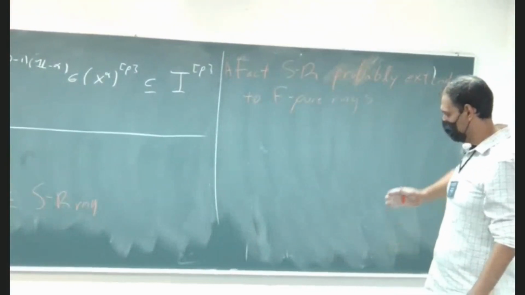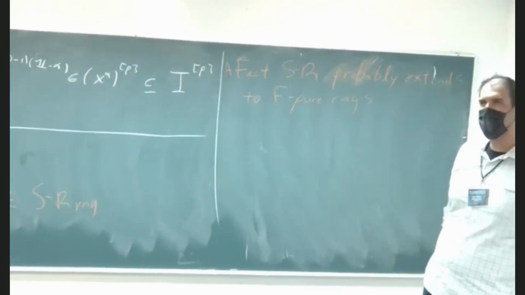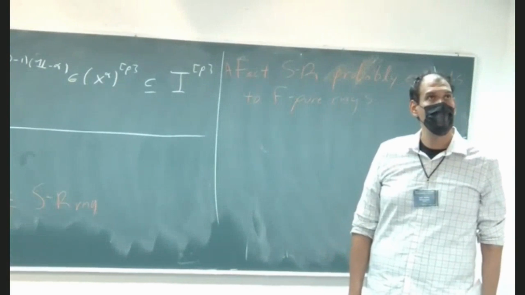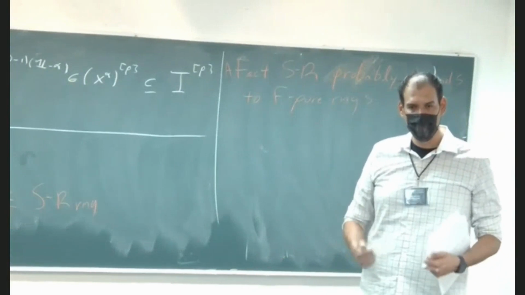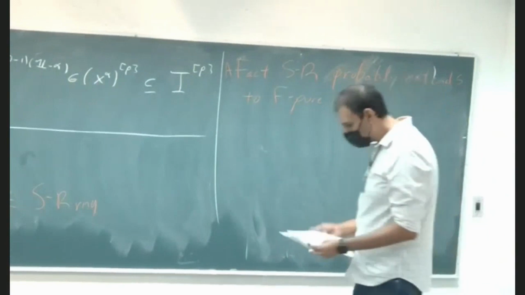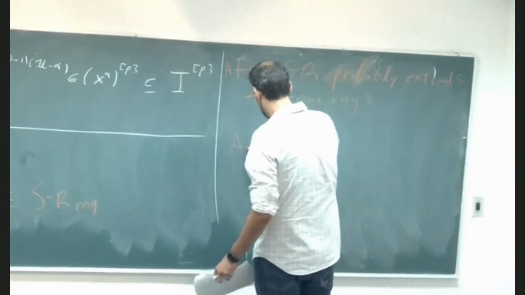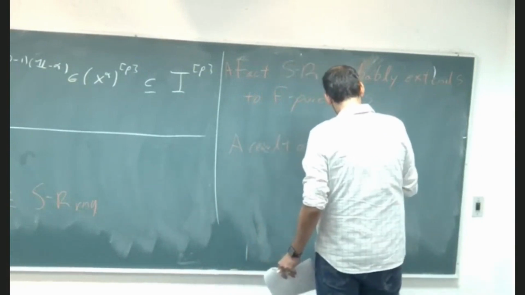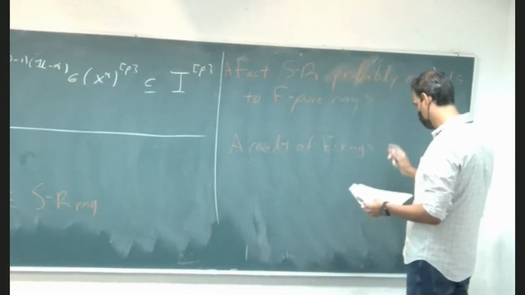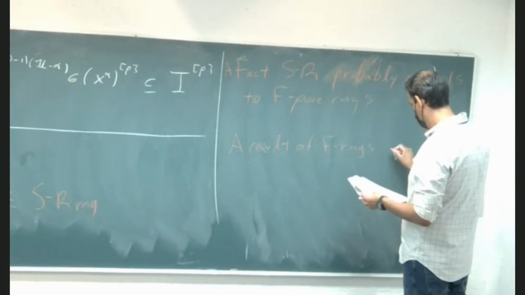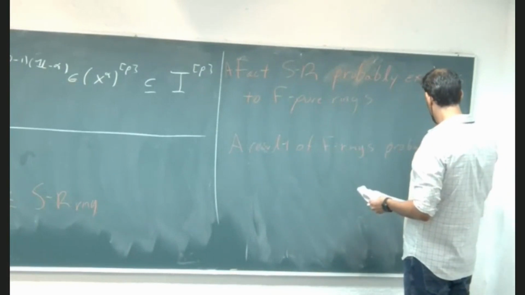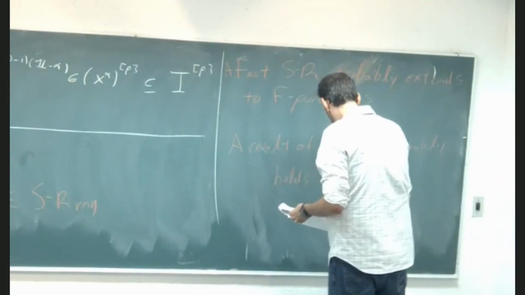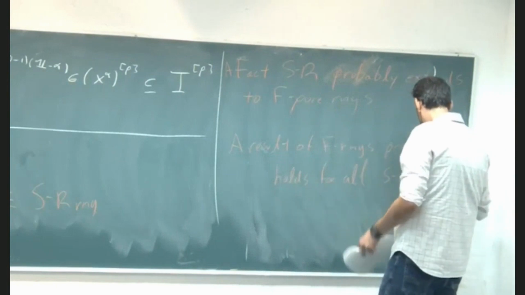So that's one direction, that you have standard Reisner, you have F-pure. And what you see is that standard Reisner rings are a very representative class of F-pure rings. But it also goes in the other direction. So a result of F-pure rings probably holds for all standard Reisner rings.